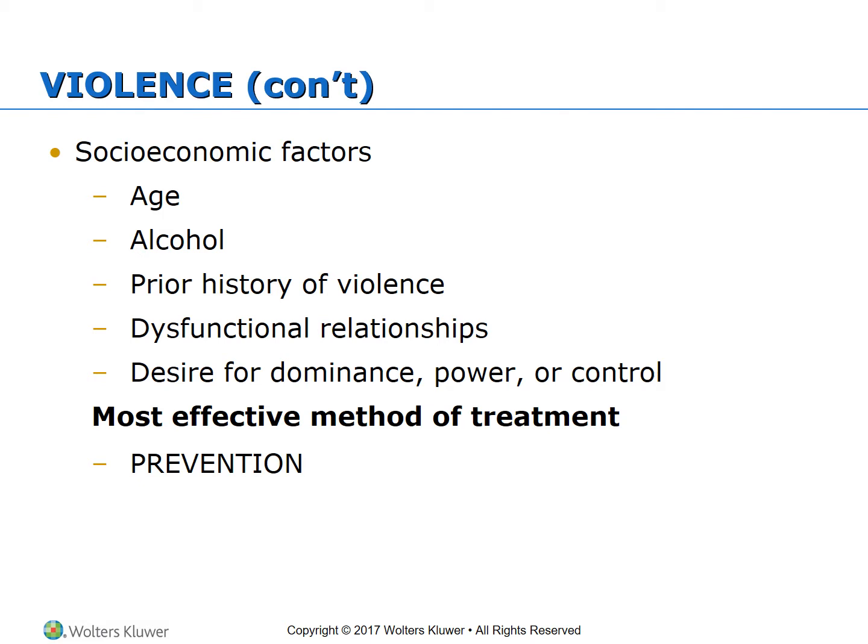And some of the socioeconomic factors that are associated with violence are age, alcohol, prior history of violence, dysfunctional relationships, desire for dominance, power, or control. An individual can also have intimate partner violence, or IPV, which describes threats or acts of physical violence, sexual violence, coercive tactics, stalking, or physical aggression by a current or former partner or spouse. IPV can occur among heterosexual or same-sex couples and does not require sexual intimacy.